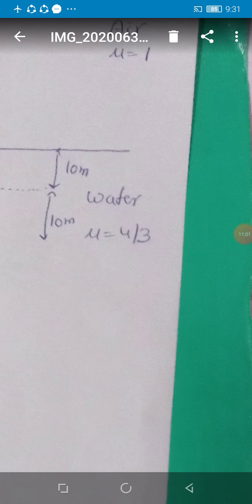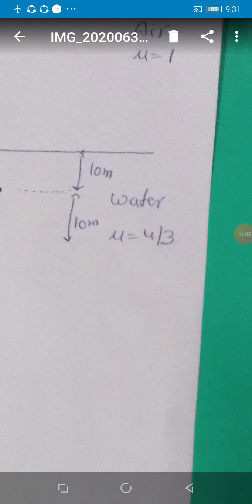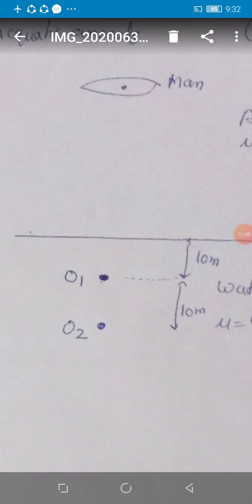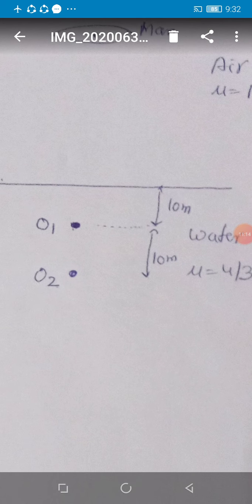Okay, student, these are the two objects in water, and the refractive index is 4 by 3. And this is where the person is in the air. So mu I have written 1. Now remember, student, where is the light traveling? Light is traveling from water to air. So this water is the first medium, student. Remember it. Water is the first medium.